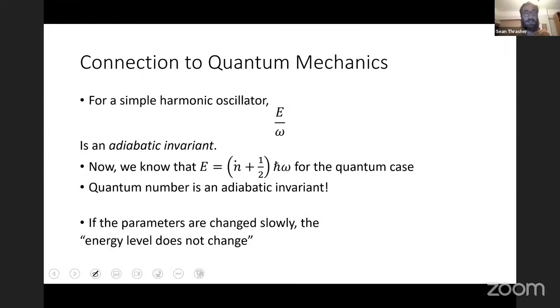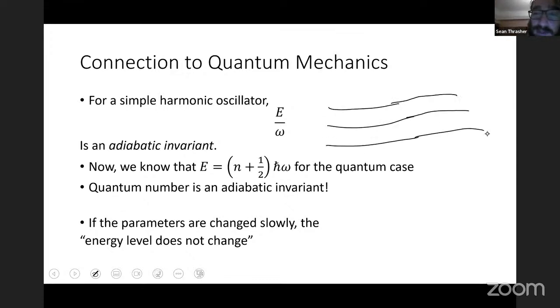So this is telling us that if you change the parameter slowly, the energy level doesn't change. The key takeaway here is that if I have a quantum system and I change the parameters very slowly in time, let's say that I start out in the ground state, for example, then my electron will remain in that ground state with a high probability. So there'll be a very small chance of transitions occurring.